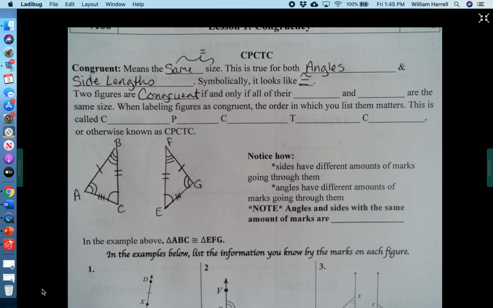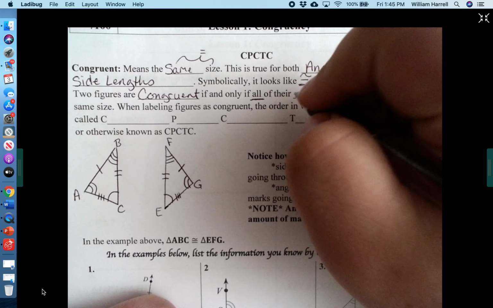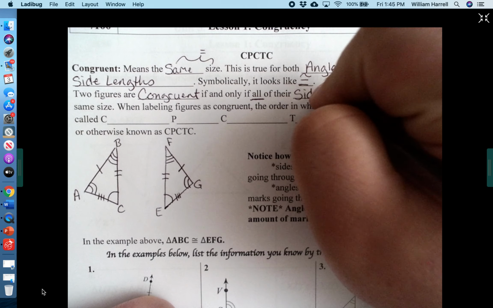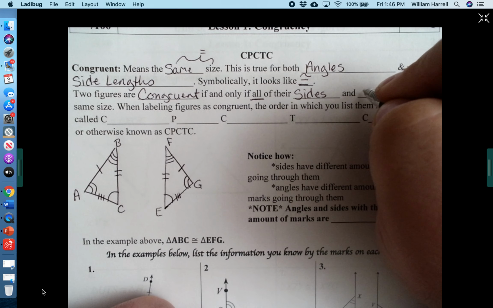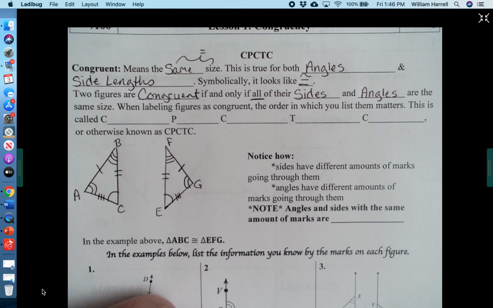Two figures are congruent if and only if, no exceptions, all of their sides and angles are the same. When you label figures as congruent, the order you label matters, okay?